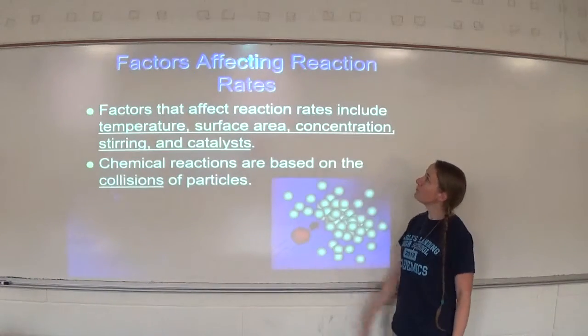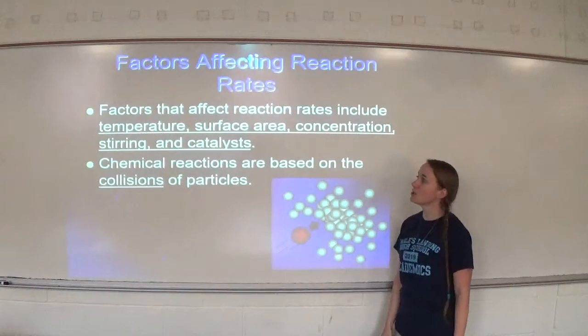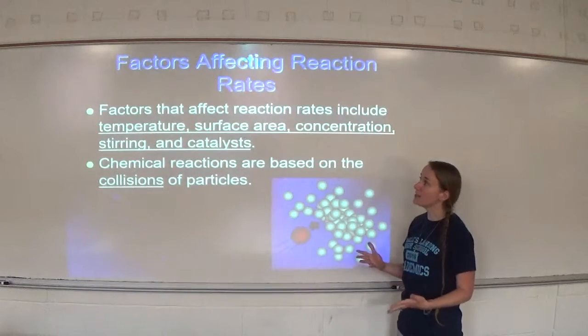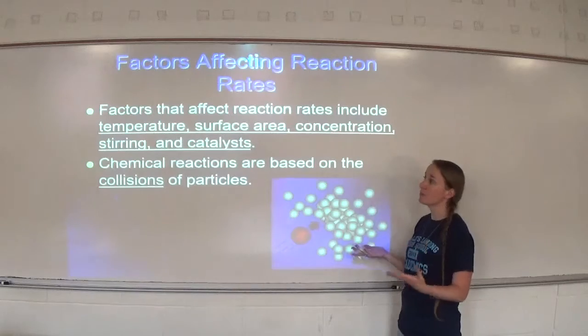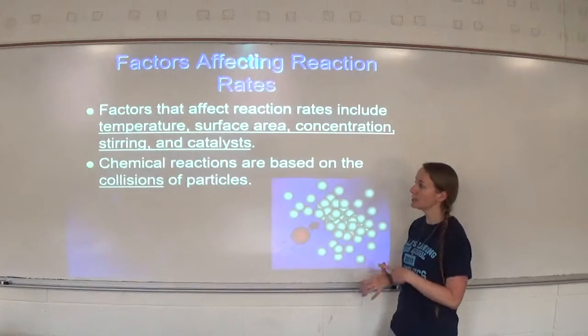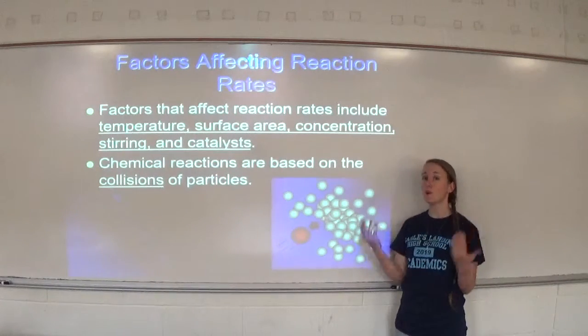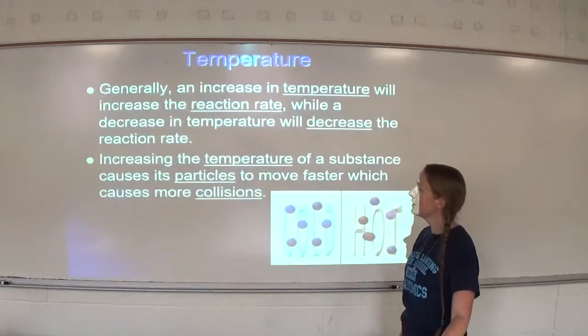So factors that affect reaction rates include temperature, surface area, concentration, stirring, and catalysts. Those are 5 ways that we can increase or decrease the rate of the reaction: temperature, surface area, concentration, stirring, and catalysts. Chemical reactions are based on the collisions of particles. So the more collisions and the faster they occur, the faster the reaction can occur.